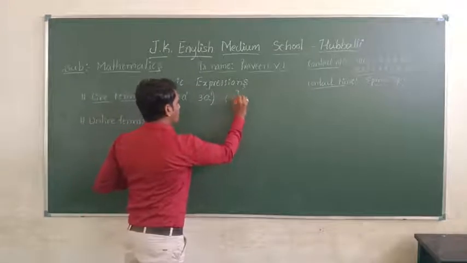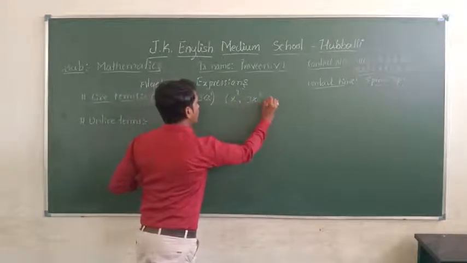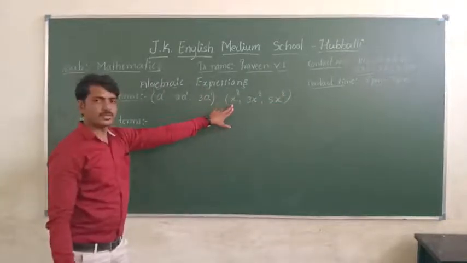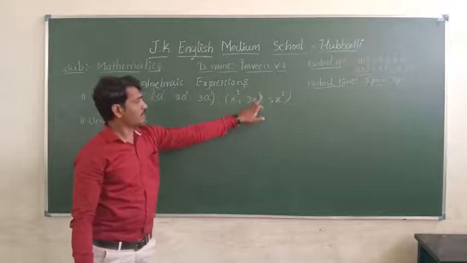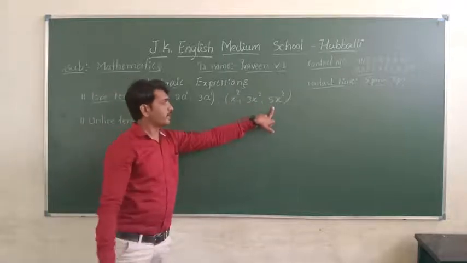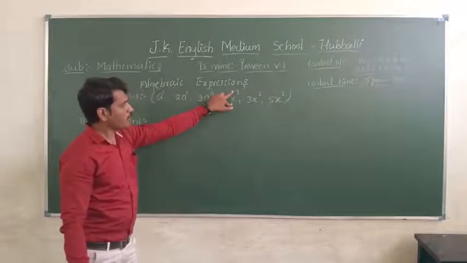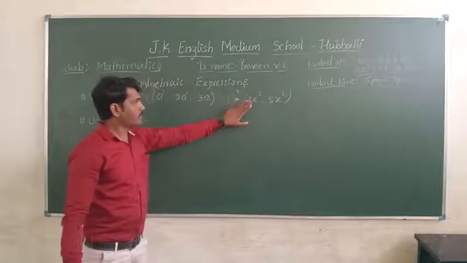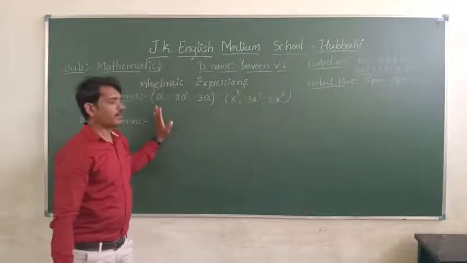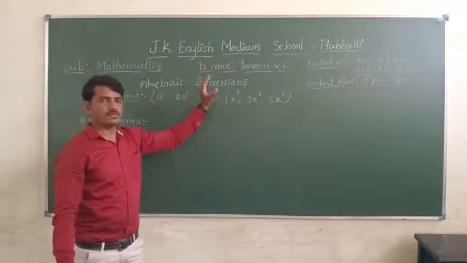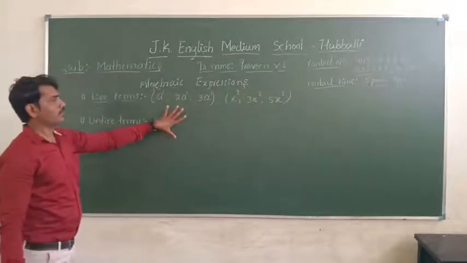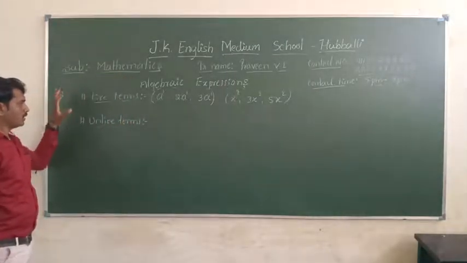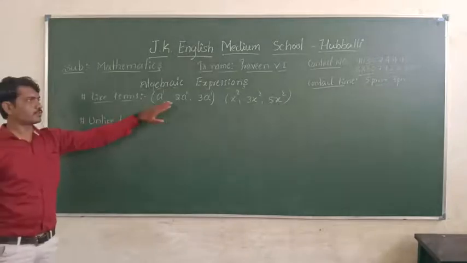That is x squared, 3x squared, then 5x squared. Here, x squared is one of the algebraic terms, 3x squared is also one of the algebraic terms, and 5x squared is also one of the algebraic terms. And here, x to the power 2, x to the power 2, x to the power 2 means all the variables are the same and their powers, or exponents, are also the same. These kinds of terms are called like terms. Clear? Unlike terms are totally opposite to like terms.